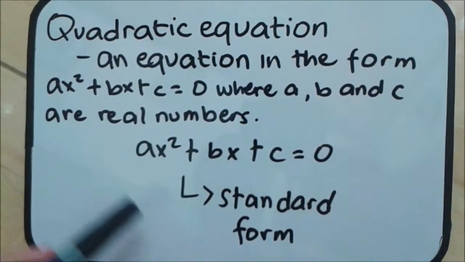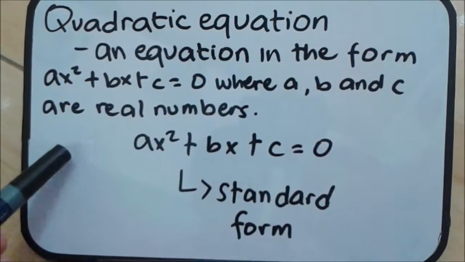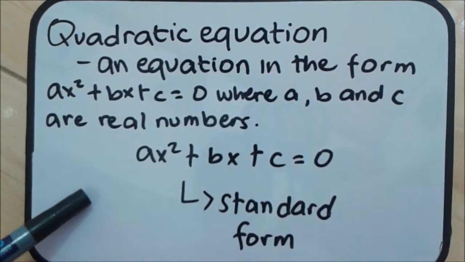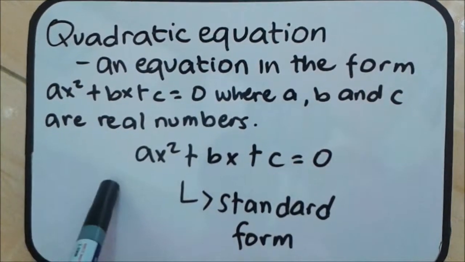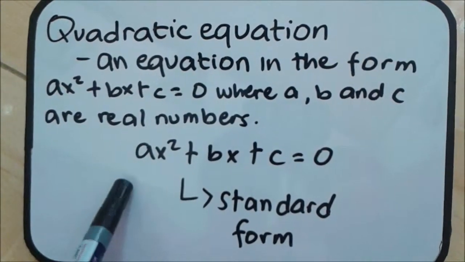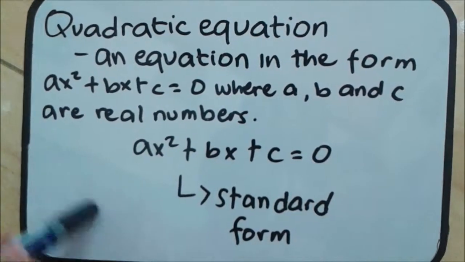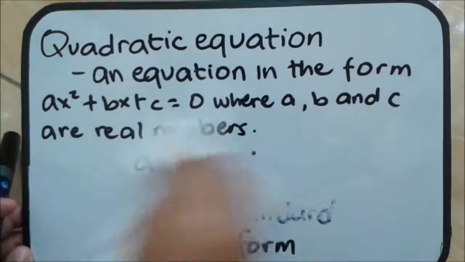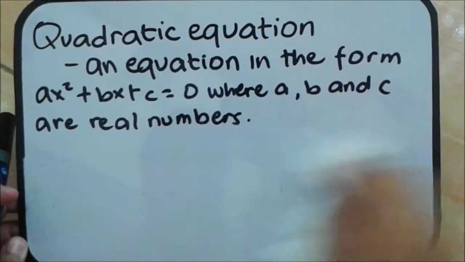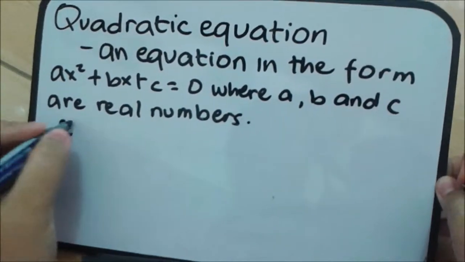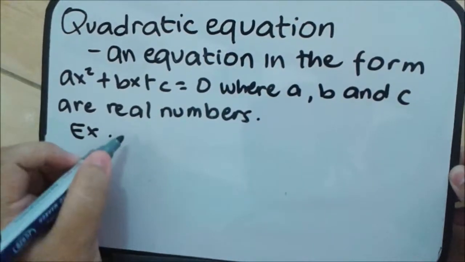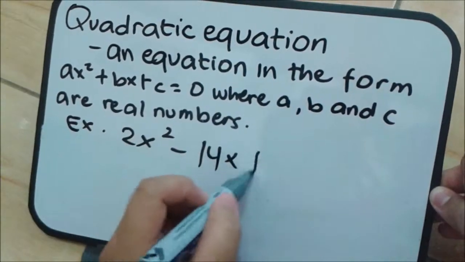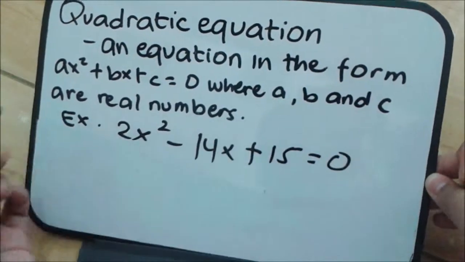Quadratic equation: an equation in the form ax squared plus bx plus c equals 0, where a, b, and c are real numbers. In this, ax squared plus bx plus c equals 0 is the standard form of a quadratic equation. Let's cite an example: 2x squared minus 14x plus 15 equals 0.